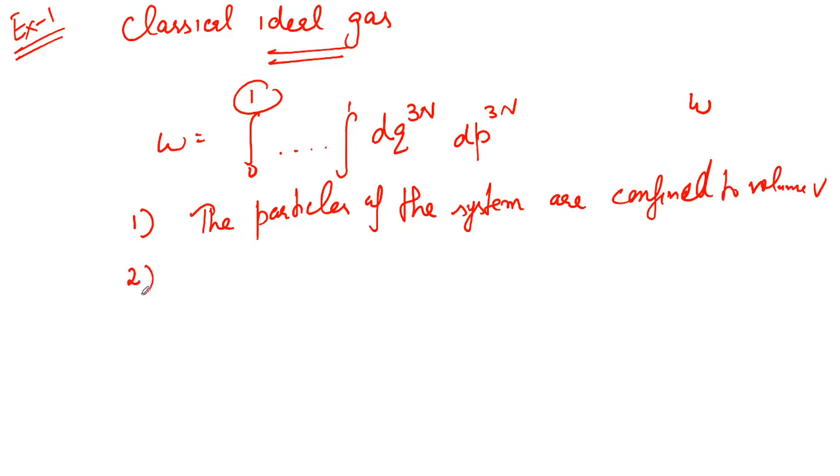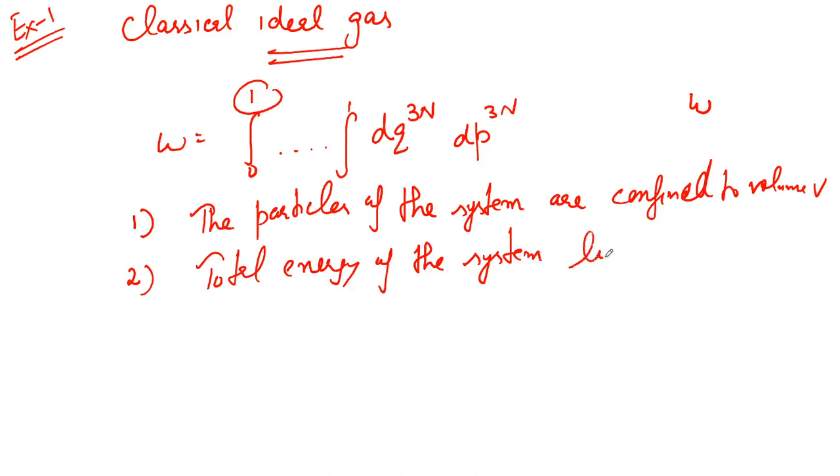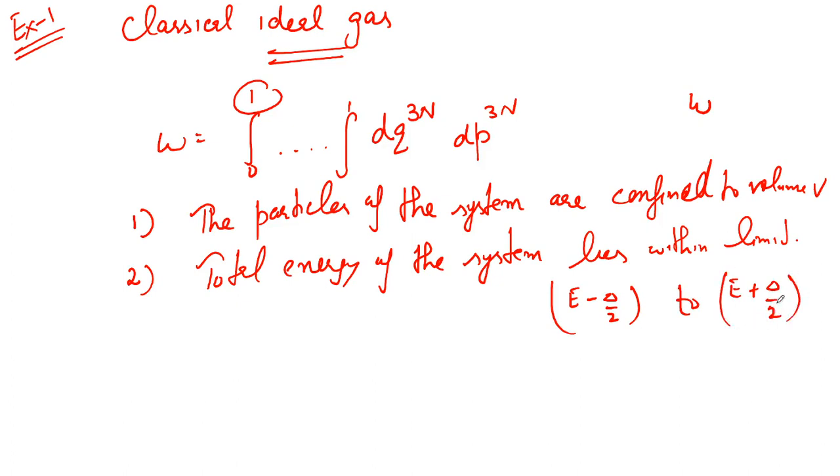And the second restriction, or the second constraint, which we will apply for this volume is that the total energy of the system lies within the limit. And what are those limits which we have already defined? The energy does not have a sharp value, and the energy can vary within this finite value, which is equal to delta.